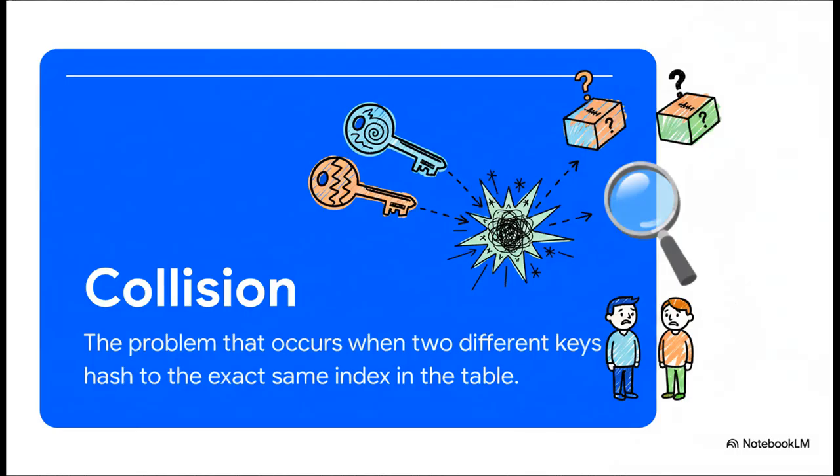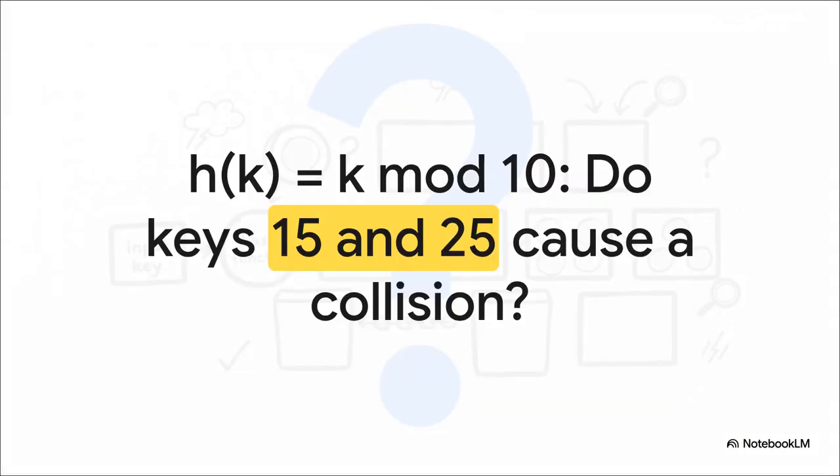And here it is, the number one challenge, the main villain in the world of hash tables, the collision. This is what happens when your hash function takes two completely different keys, but assigns them to the exact same spot. Now you've got two pieces of data trying to sit in the same chair. So what do we do?